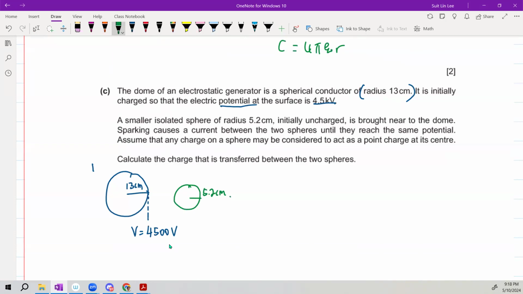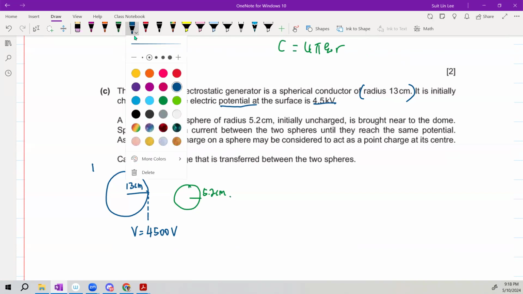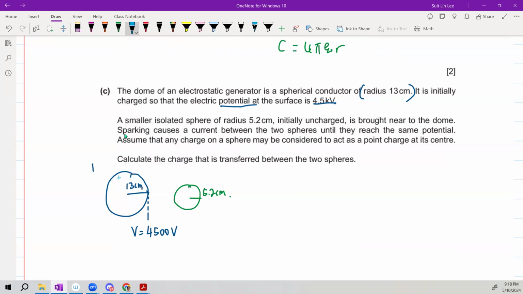initially uncharged, is brought near to the dome. Okay, so right now the green color dome has no charge, but the blue color dome has a lot of charge. Lots of charge. Wow. So all these charges, they don't like the fact that it is so positive. It wants to be neutral. So it's going to look at this green color dome and go like, hey, you're very neutral, huh? You got a lot of extra electrons, huh? Can I yoink some away?